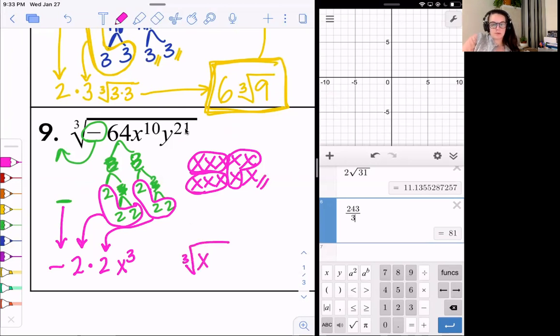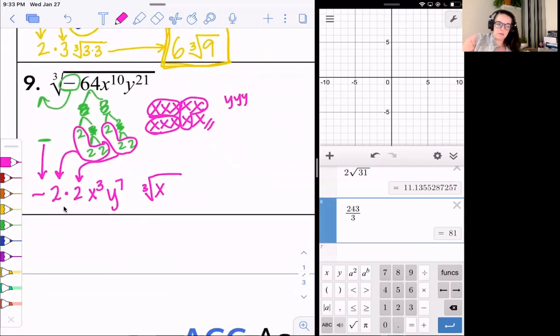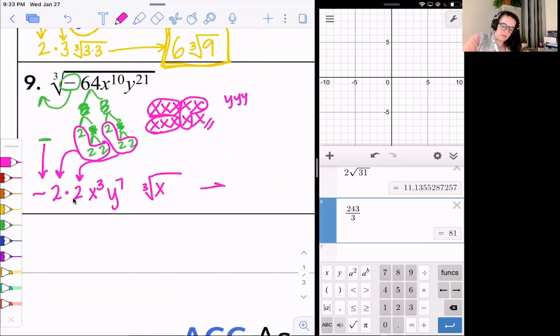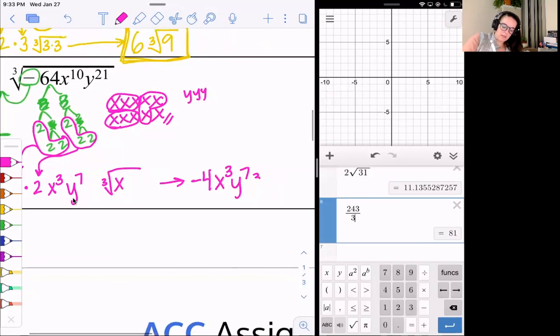And then y to the 21, I don't want to write 21 y's. That's a lot of y's. So how many groups of 3 would that make? It would make 7 groups. So I have y to the 7th. Are there any left over? No, there's not. So for my final answer, I'm going to multiply these 2s together. I get negative 4 x to the third, y to the 7th, cube root of x.